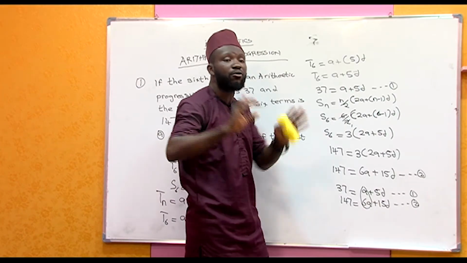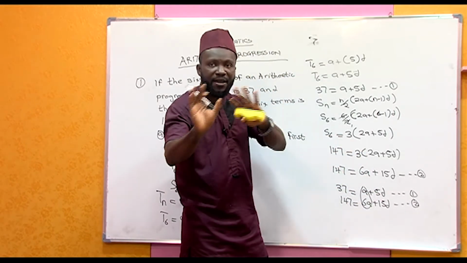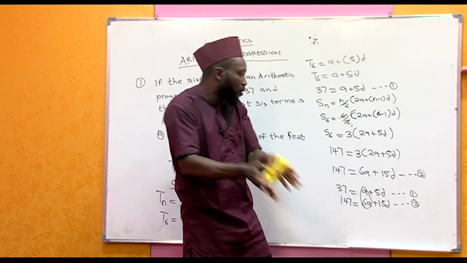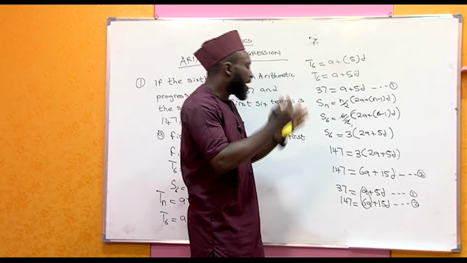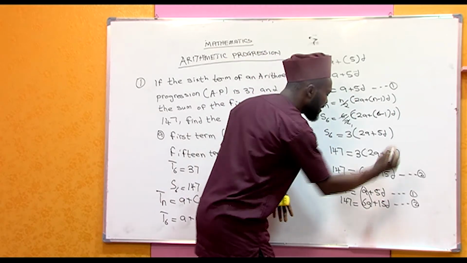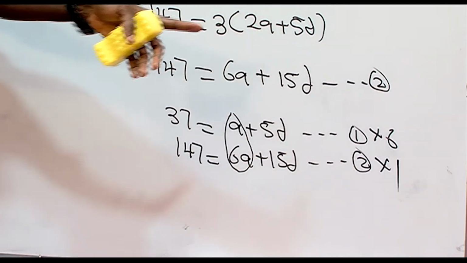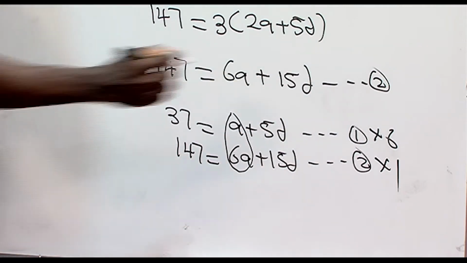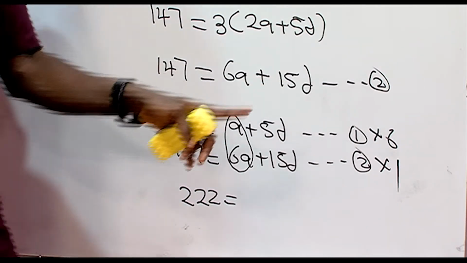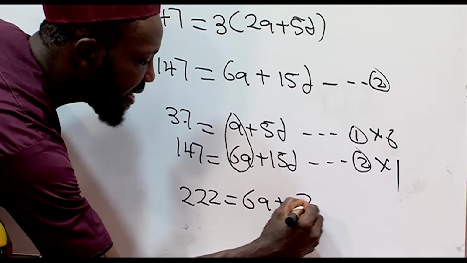What I'm saying is that we are going to look for two numbers that we can use to multiply equation one and equation two respectively, so that the coefficients of a will be equal, or the coefficients of d will be equal. So for me, I will try to make the coefficient of a equal. How am I going to do it? I will multiply the first equation by 6, then multiply the second equation by 1. When I multiply the first equation through by 6, it will give me 6 multiplied by 37, which is 222, equals 6 multiplied by a, which is 6a, plus 6 multiplied by 5d, which is 30d.